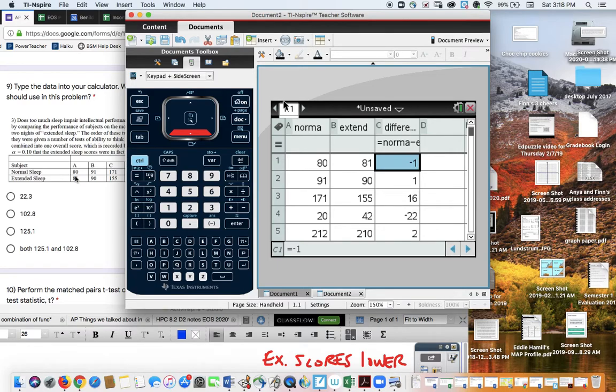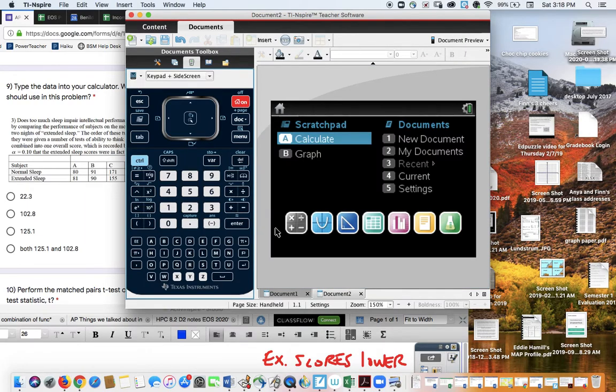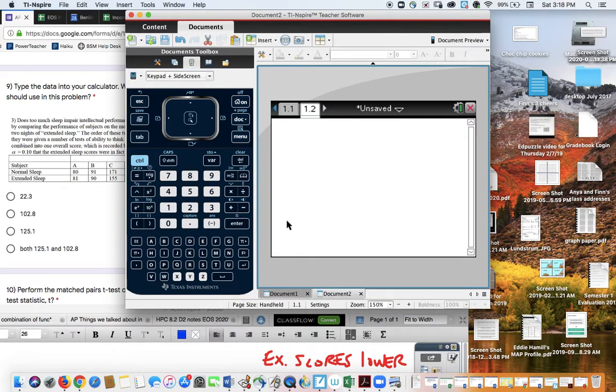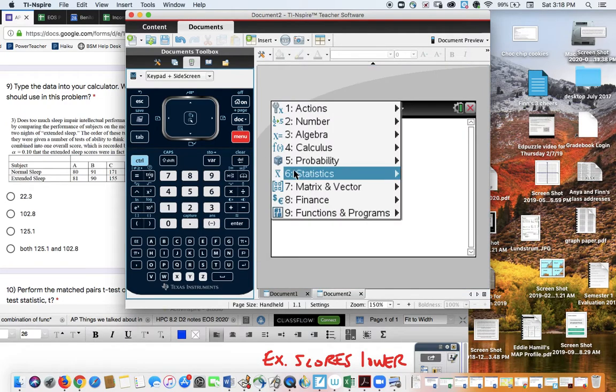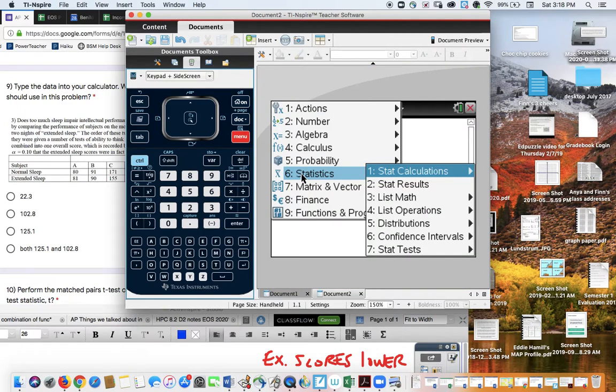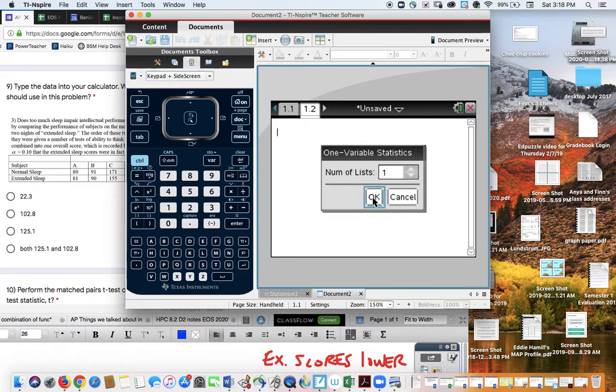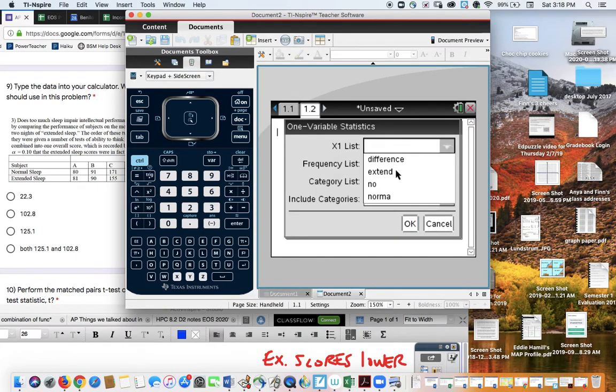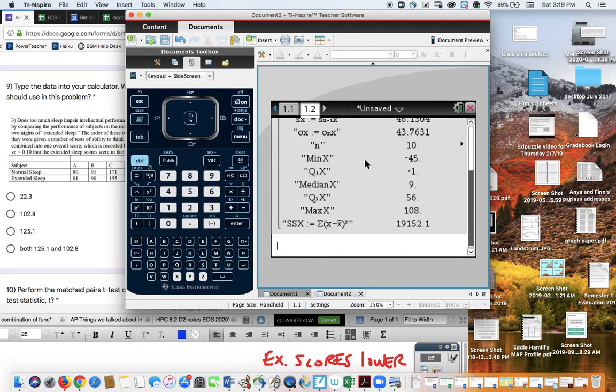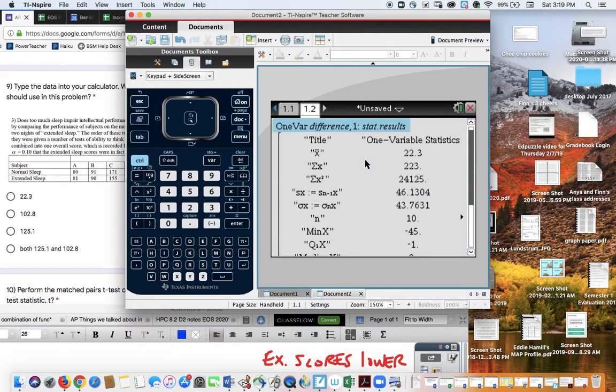Now, the whole thing I'm trying to figure out is the mean that we want to use when we're doing a matched pairs. So I'm going to go to a blank page. I'm going to do menu 611. And the only list that I care about is the difference list. I don't care about the normal list or the extended list, only the difference list. Hit OK. And the X bar that I care about is 22.3.